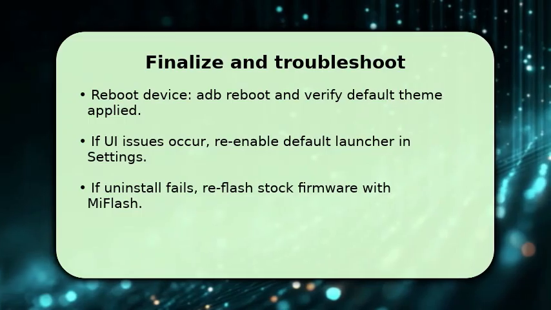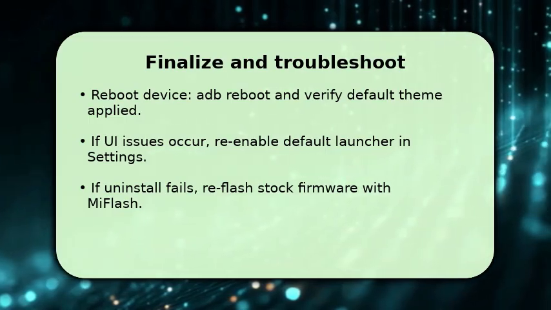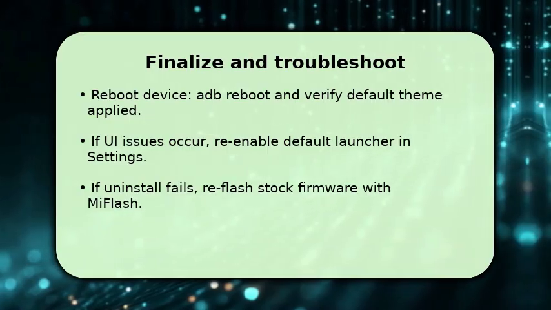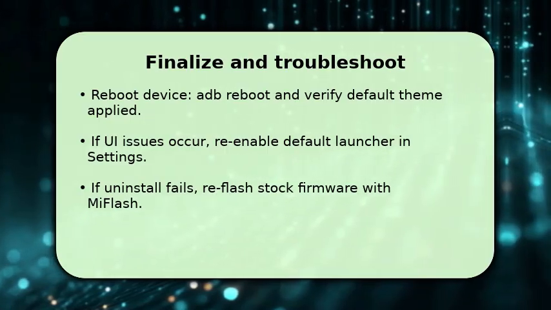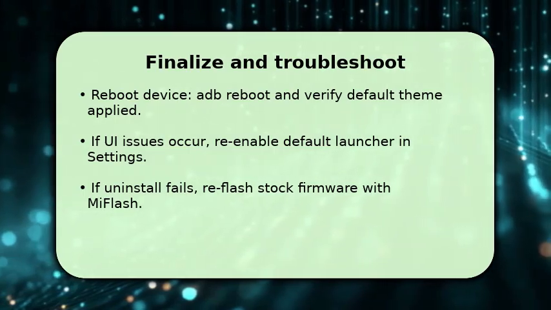Once the uninstall completes, reboot the phone with adb reboot and check the home screen and settings themes to confirm the default theme is active. If icons or widgets look wrong, go to Settings and set the default launcher and icon pack. Clear launcher data if needed.